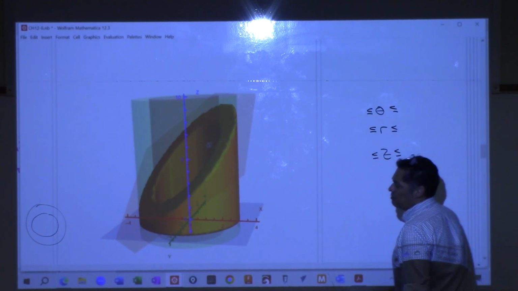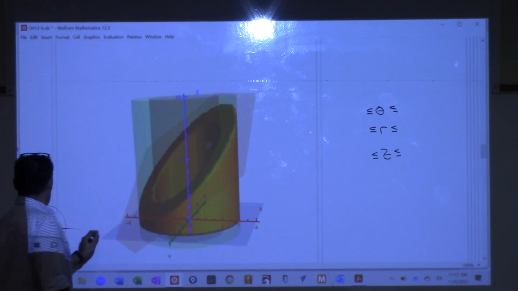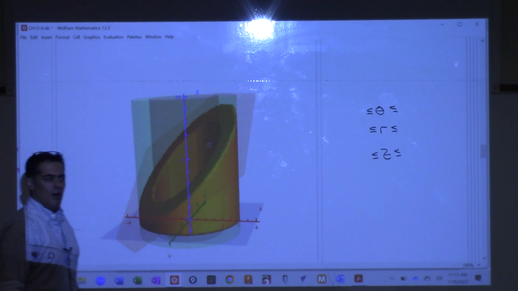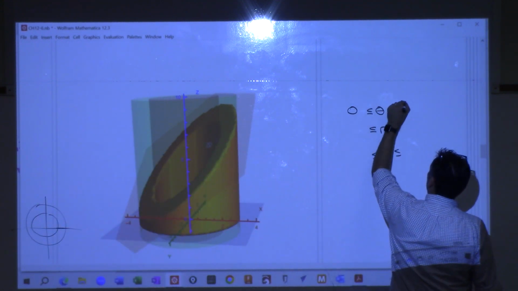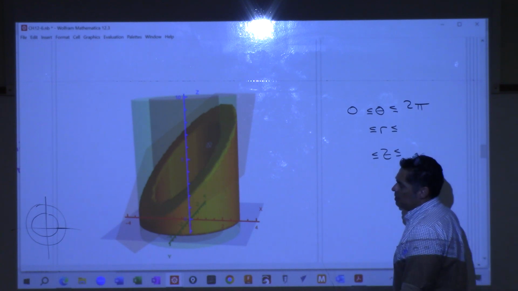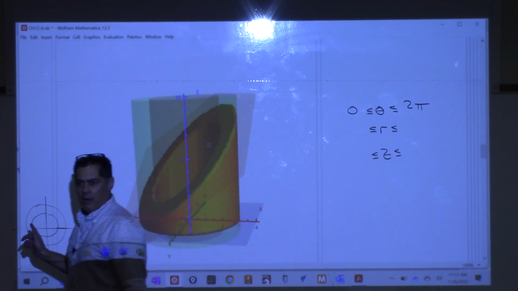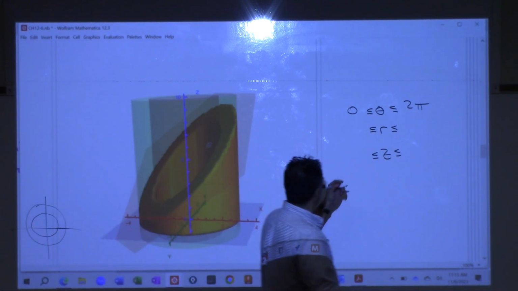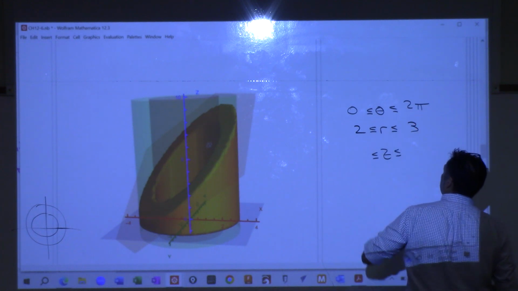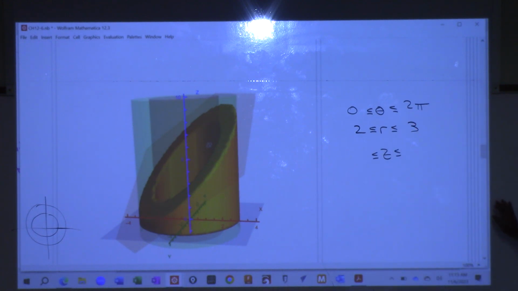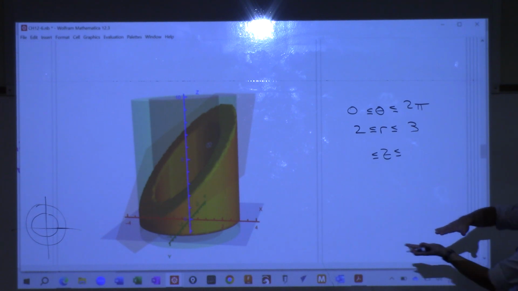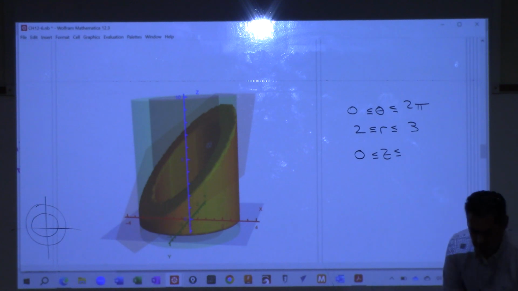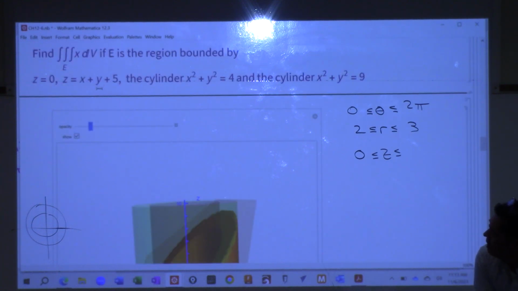All right, so for this picture on the ground, what's your theta between? 0 to 2 pi, all the way around. Okay, what's your radius between? Well, this is where the cylinders come into play, right? It was 2 and 3, right? 2 and 3. So 2 to 3. And then z stuck between, so the plane on the bottom, 0, and then that plane on the top, which I scrolled away from already, x plus y plus 5.